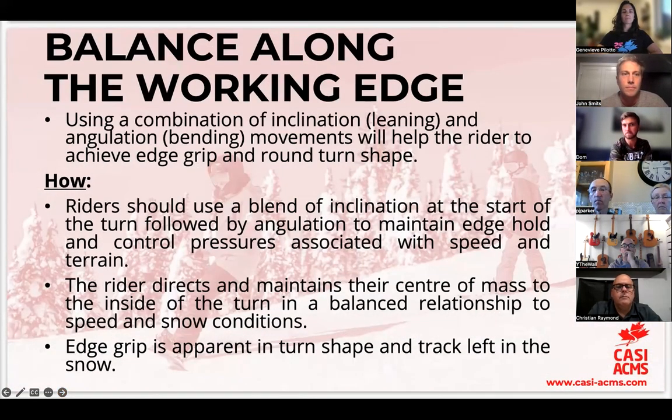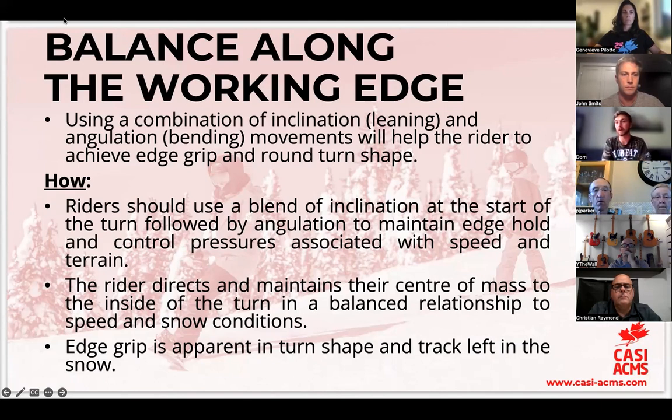And then finally, balance along the working edge. I like the word that John just used for turning with the lower body. He said efficient. And the flip side of the coin is effective. And that's really what we're looking at here. We want not just to be centered over top of the edge, but we want that edge to be doing something. We want it to be effective. We want edge grip rather than just hanging out, letting the board do whatever it wants.